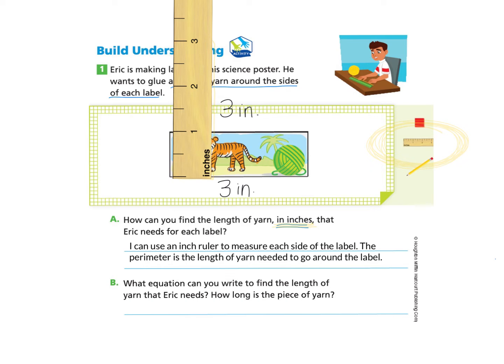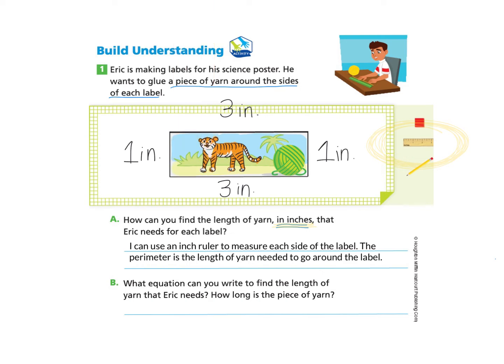Now I will use my ruler to measure the other side, which we find to measure as 1 inch. And we know that both sides are the same measurement. Now all 4 sides of the label are measured. Let's take a look at Part B. What equation can you write to find the length of yarn that Eric needs? How long is that piece of yarn?